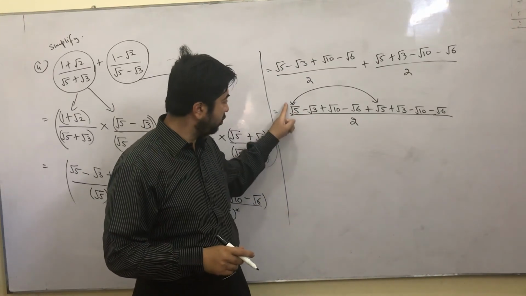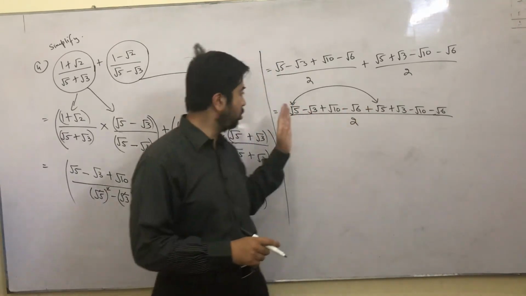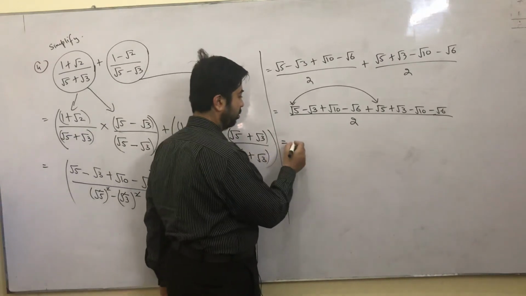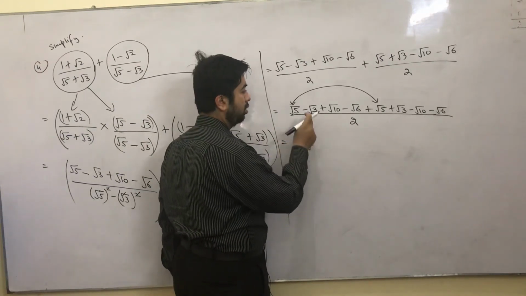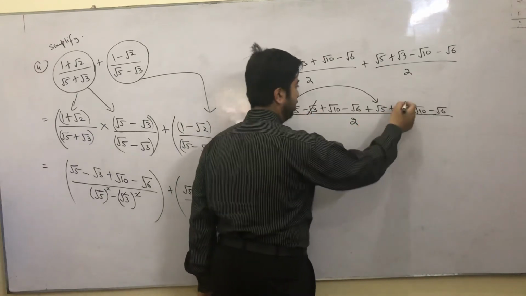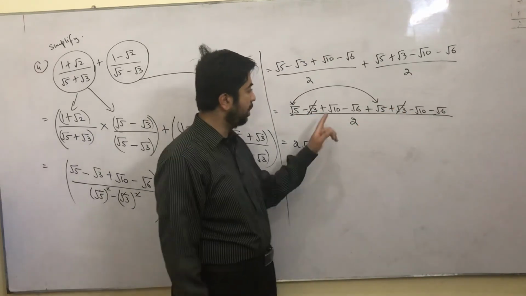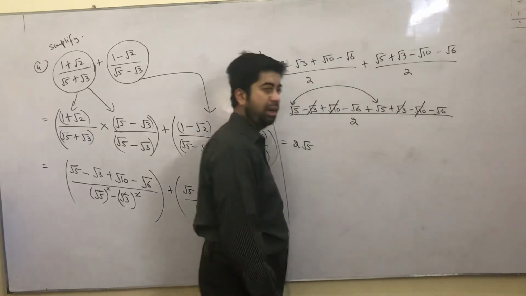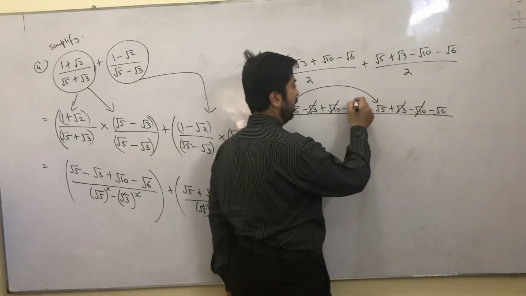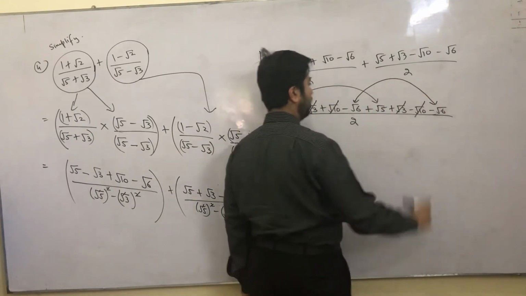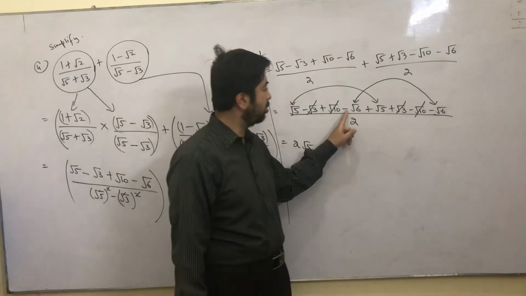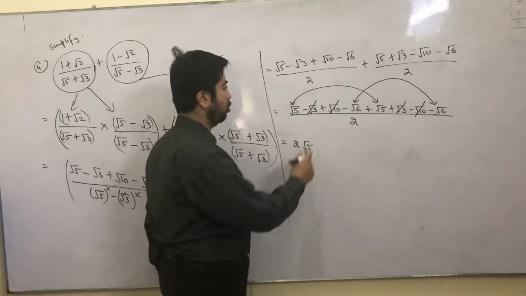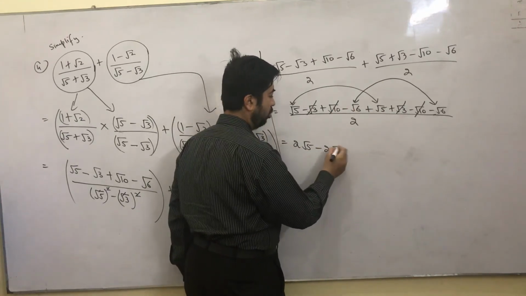This square root 5 coefficient is 1, this square root 5 coefficient is 1, so this square root 5 plus this square root 5, how much? It is 2 square root 5. After that, minus under root 3 is cancelled with this positive under root 3. After that, plus under root 10 is cancelled with minus under root 10. After that, this minus under root 6 and with same sign, this minus under root 6. How much? This is minus 1, this is also minus 1. Minus 1 and minus 1 are minus 2. So I can write it as minus 2 under root 6.